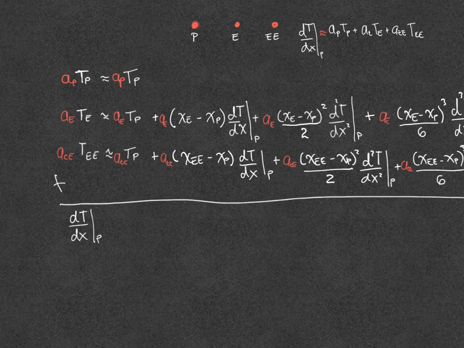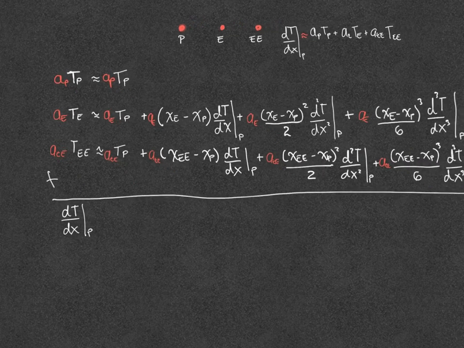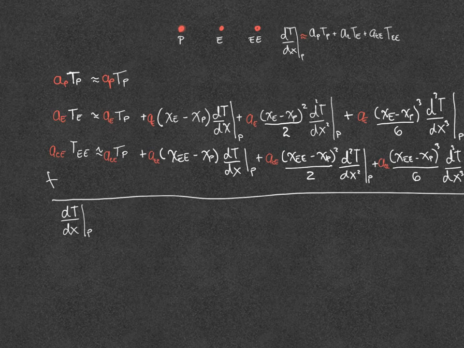And now I will just sum the rest of the terms. So we will start with TP times AP plus AE plus AEE. I'm sure that some of you will just go forward in this video until I finish this. Maybe I should do that as well.